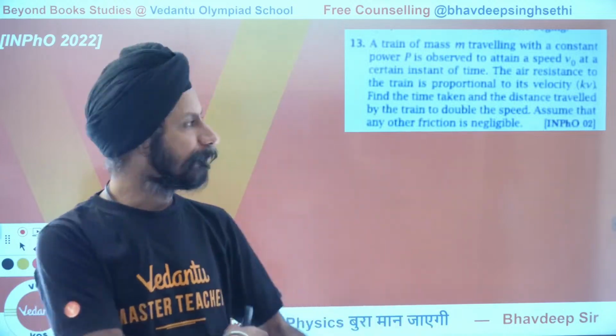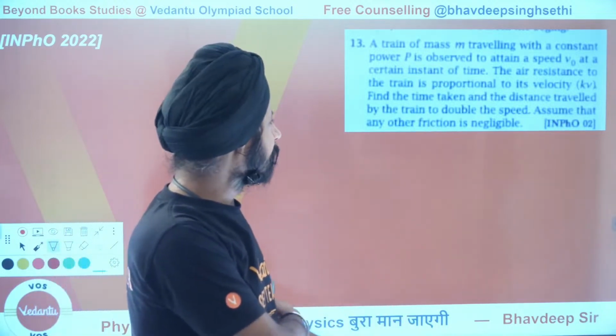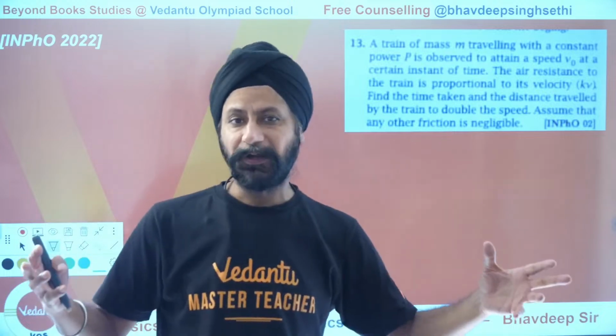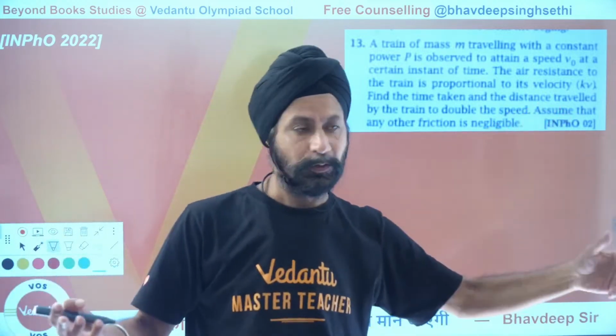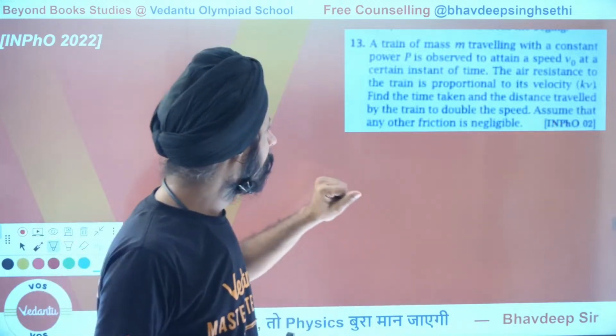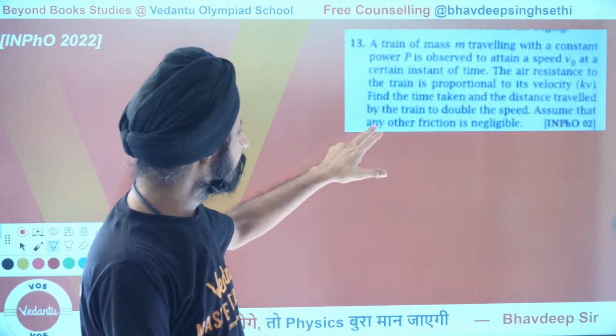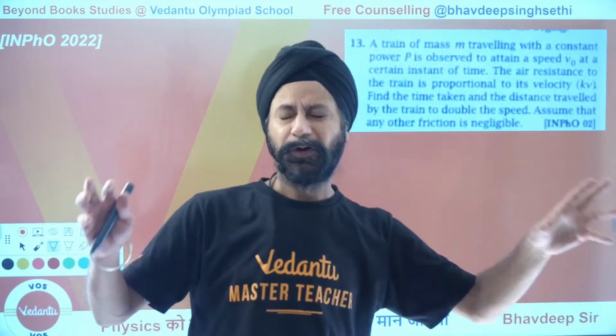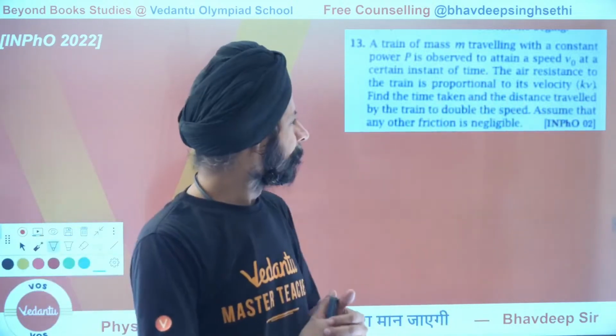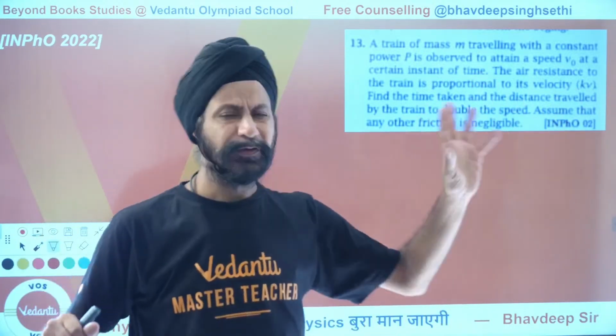It has a velocity of v naught. The air resistance to the train is proportional to its velocity. It is air drag, so it has to be proportional to velocity, and that is kv. Find the time taken and the distance traveled by the train to double the speed. They want v naught to become 2v naught. Assume that any other friction is negligible.